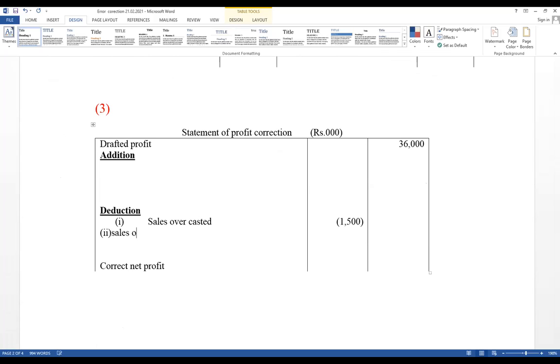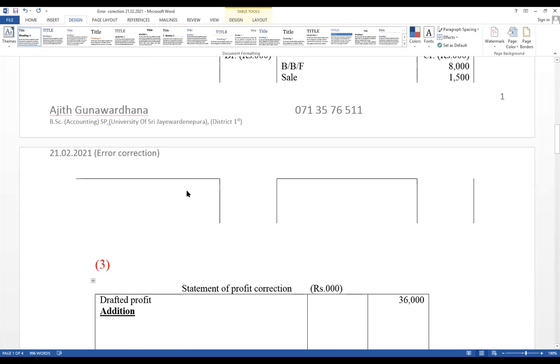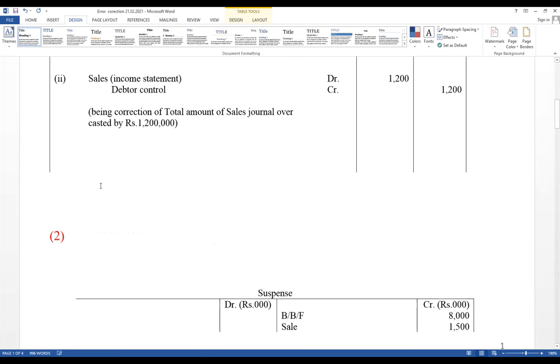Sales overcasted, value equal 1200. Think about some errors that affect the suspense account, and some errors that do not. Therefore, the second one does not affect the suspense account. Think about the third one.